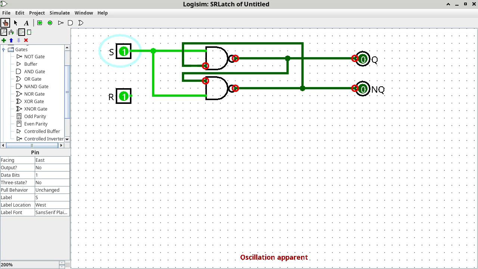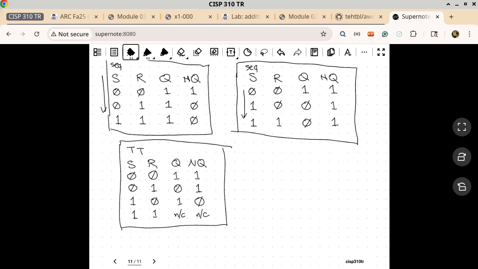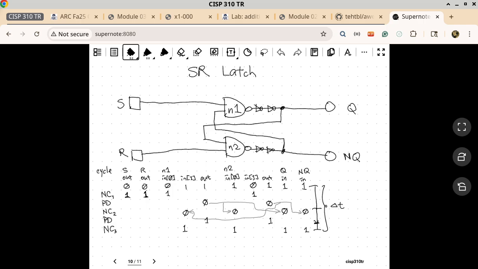What we did earlier, let me go back to the table. So what we did earlier, let me see, where is it? Nope. Yep, that one. So what we did earlier in this trace here, that explains why we have an oscillation. Logisim confirms there is an oscillation, but it doesn't explain why there's an oscillation. This explains why there's an oscillation.